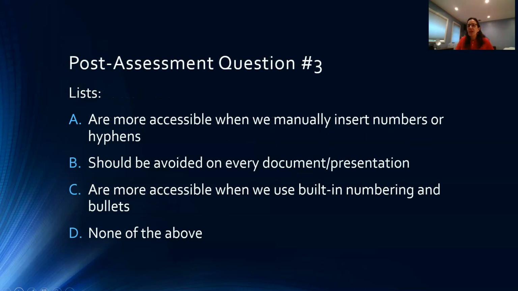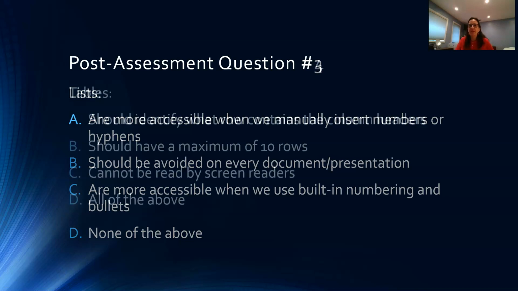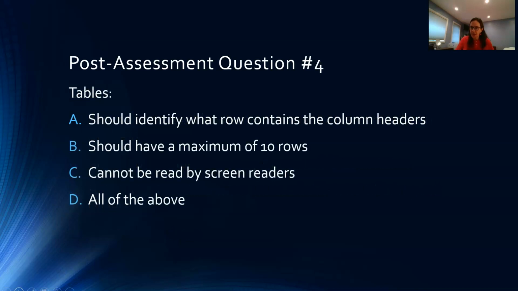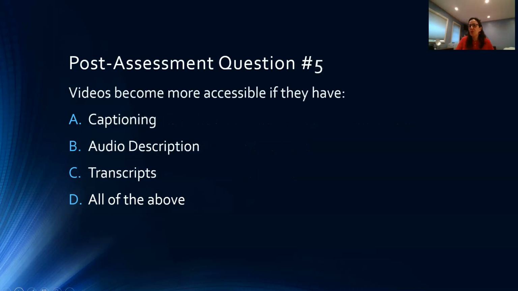Question number 3. Lists: A, are more accessible when we manually insert numbers or hyphens. B, should be avoided on every document or presentation. C, are more accessible when we use built-in numbering and bullets. Or D, none of the above. Question number 4. Tables: A, should identify what row contains the column headers. B, should have a maximum of 10 rows. C, cannot be read by screen readers. Or D, all of the above. And question number 5. Videos become more accessible if they have A, captioning, B, audio description, C, transcripts, or D, all of the above.